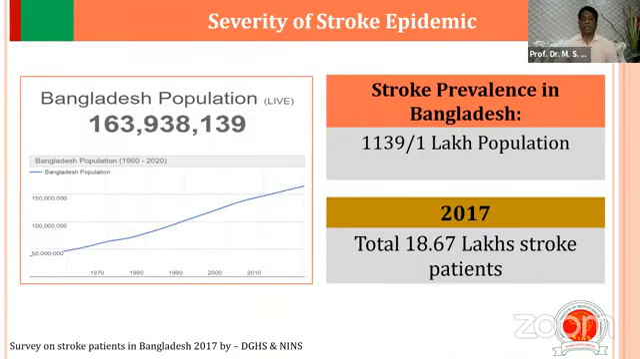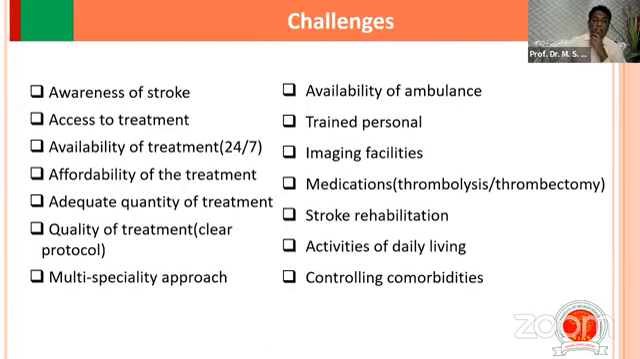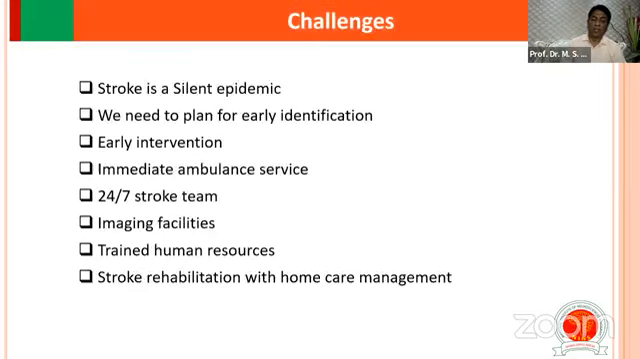In 2017, there were a total of 19 lakh stroke patients in Bangladesh. And the prevention of stroke requires awareness of stroke, access to treatment, availability of treatment, a multi-specialty approach, availability of ambulances, trained personnel, imaging facilities, medication, stroke rehabilitation, and activities of daily living, as stroke is a silent epidemic. We need to plan for early identification, trained human resources, imaging facilities, and stroke rehabilitation with home care management.